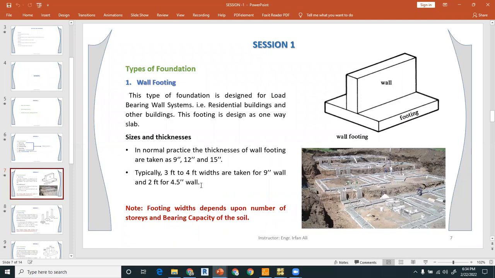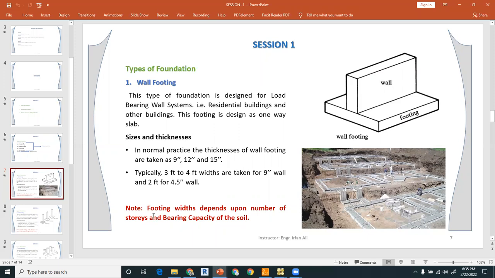And the typical width is taken as 3 feet to 4 feet for the 9-inch wall and 2 feet for the 4.5-inch wall, right? So remember, these are just typical thicknesses, but when you design your structure for the wall footing, you have to calculate these thicknesses as per the requirement, right?